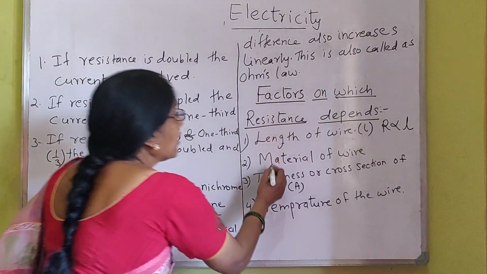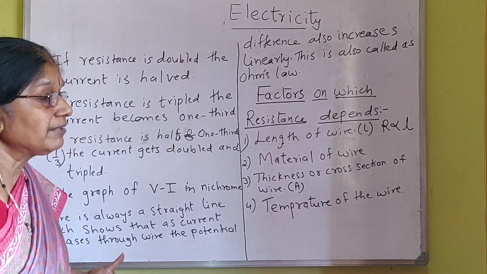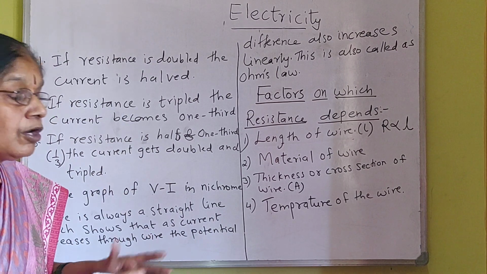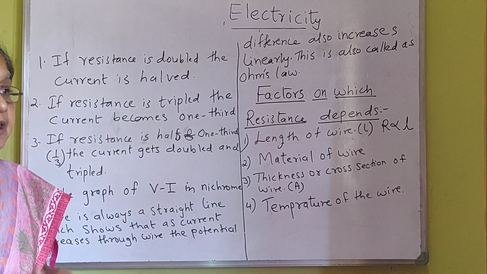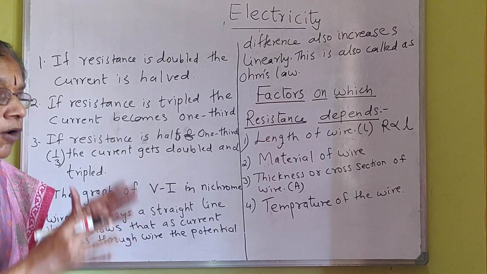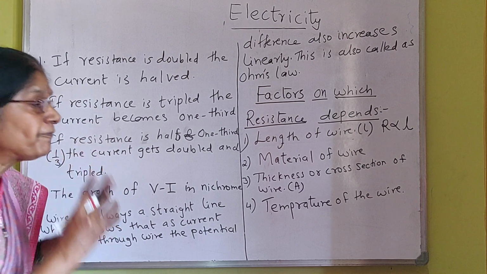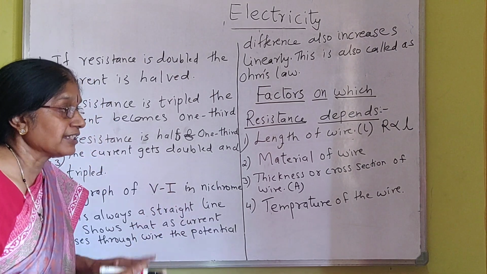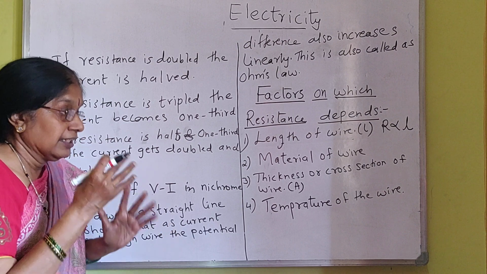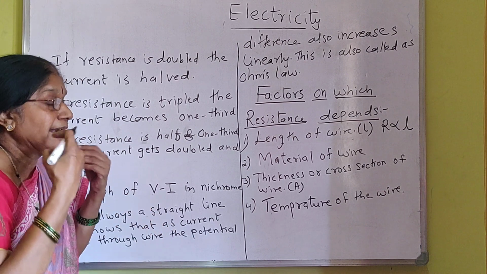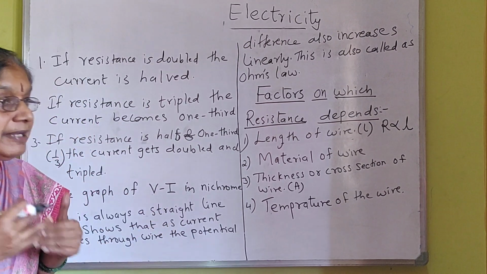The second one is the material of the wire. Material means whether it is a copper wire, an aluminum wire, or a gold wire. We know that all the metals have different valence electrons, that is, free electrons. The free electrons in some metals may be more, in some metals may be less.